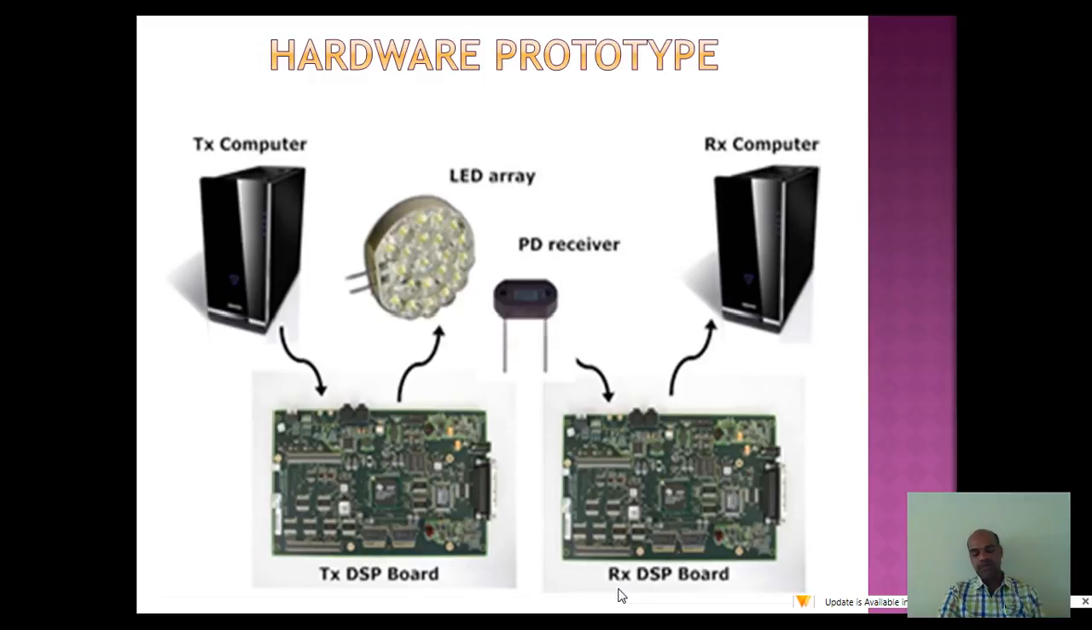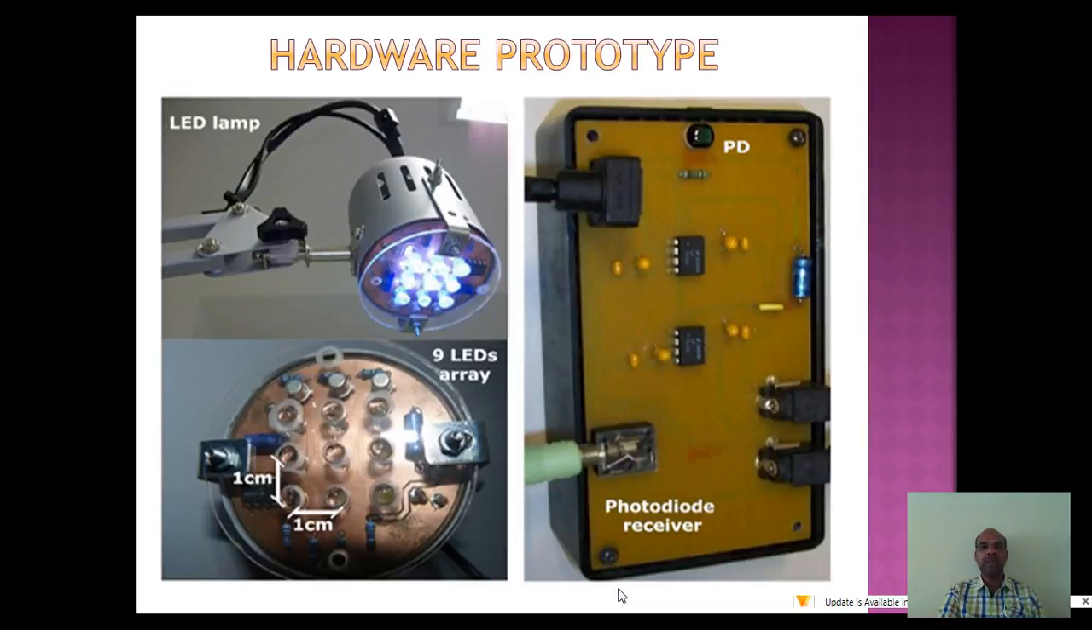So the hardware prototypes. In general, we have a transmitter as well as a receiver, and if we integrate these two, a single device may be used as transceiver, at the same time receiver. Both operations can be done with the help of one single DSP board. So like this, we'll connect the LEDs as well as photodiode and some other hardware components that will be fitted to the LED.